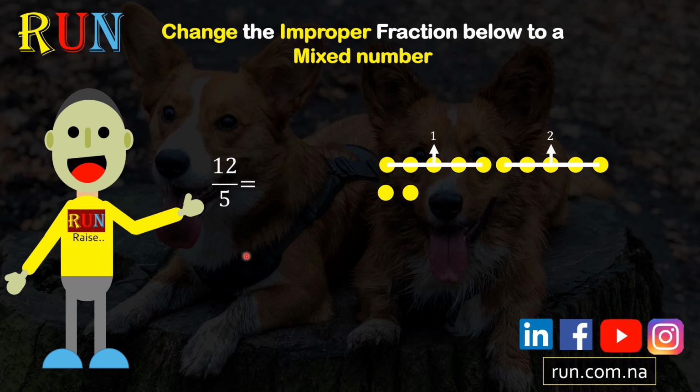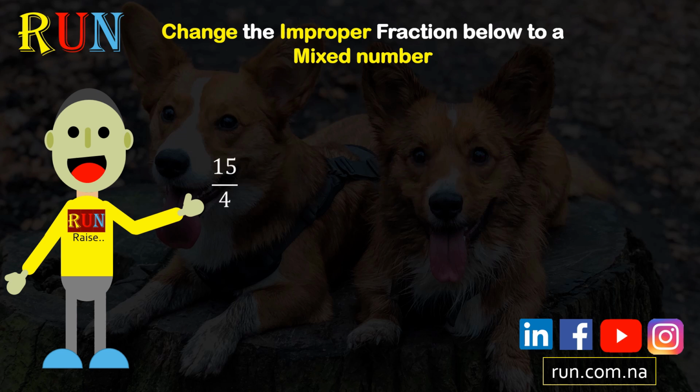So now when we ask how many times does 5 go into 12, we say twice. So we write a 2 there, which is a whole number, and then what is the remainder? How many dots are left? We have 2. So we write 2 as a numerator there, and then the denominator always stays the same, so we write 5. And just like that, we have just changed this fraction into a mixed number. Now with that said, let's take a look at the next example, which is 15/4.